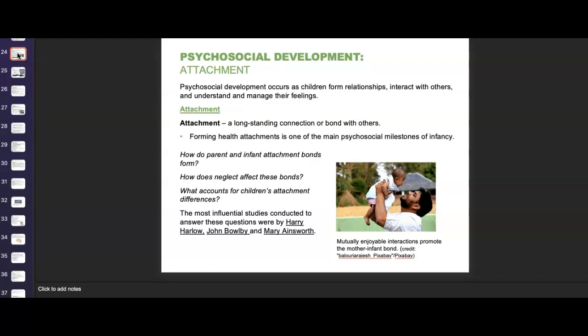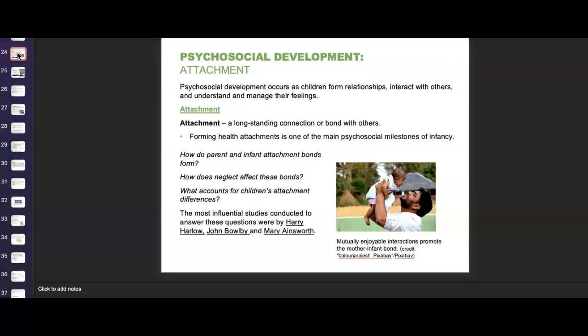Attachment is defined as a long-standing connection or bond with others. Forming healthy attachments is one of the main psychosocial milestones of infancy. Psychosocial developmental psychologists like to ask questions like, how do parent and infant attachment bonds form? How does an infant form an attachment to a parent? And does it matter if it's the mother or the father?